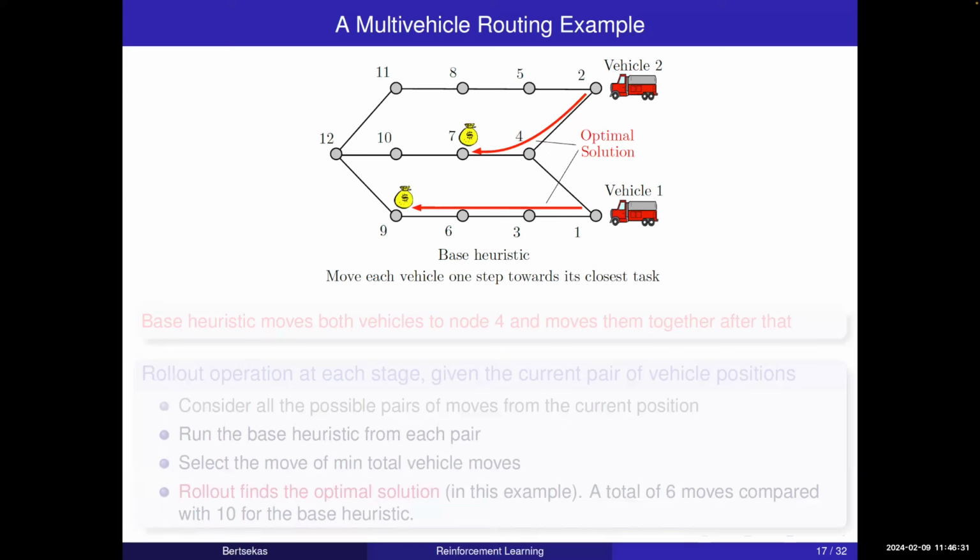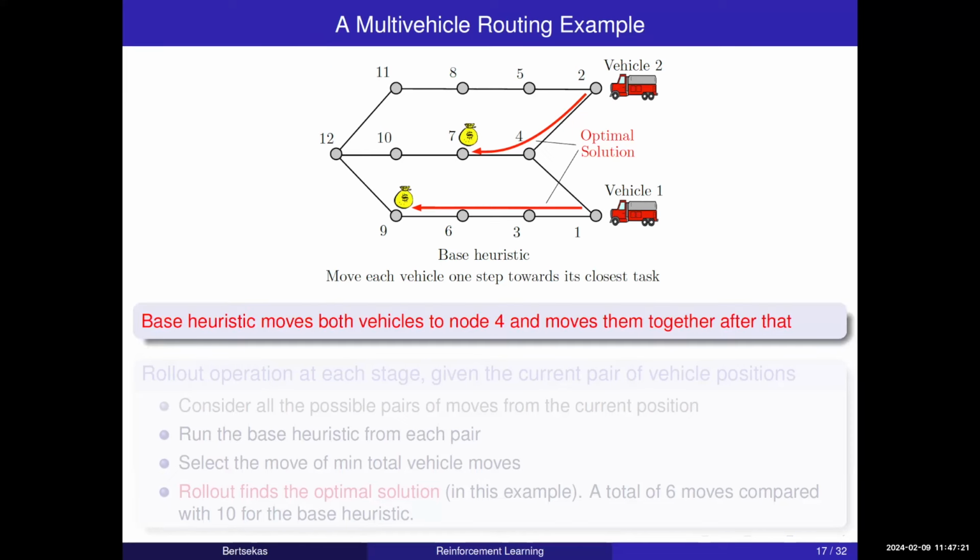So what does the base policy do? Each vehicle is going to move towards its nearest task. When we execute the base policy, both vehicles one and two are going to move to node 4. And by the way, we charge a unit cost for each vehicle movement. So if both these vehicles move to node 4, that's a cost of 2 because both of the vehicles moved once. Once they move to node 4, the nearest task for each vehicle is still this task at node 7. So they're going to move here and incur another cost of 2. And after that, the nearest task is down here, so they each move here, a total of 5 steps according to the base policy. So the total cost of the base policy is 10: 2 vehicles, 5 steps each. Okay. Now, what does rollout do?